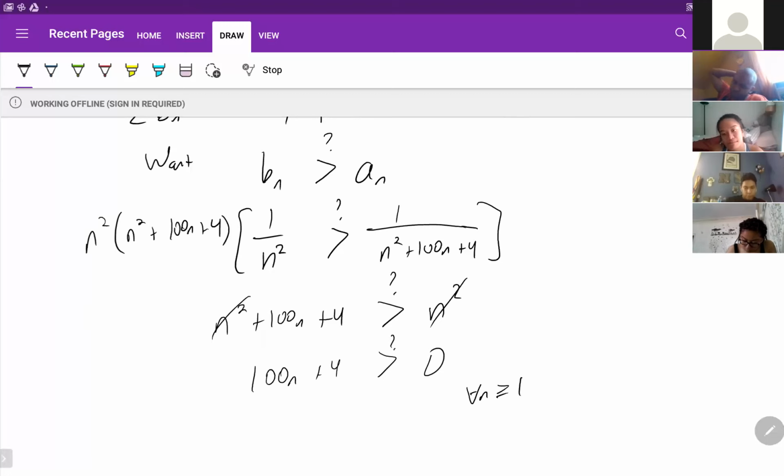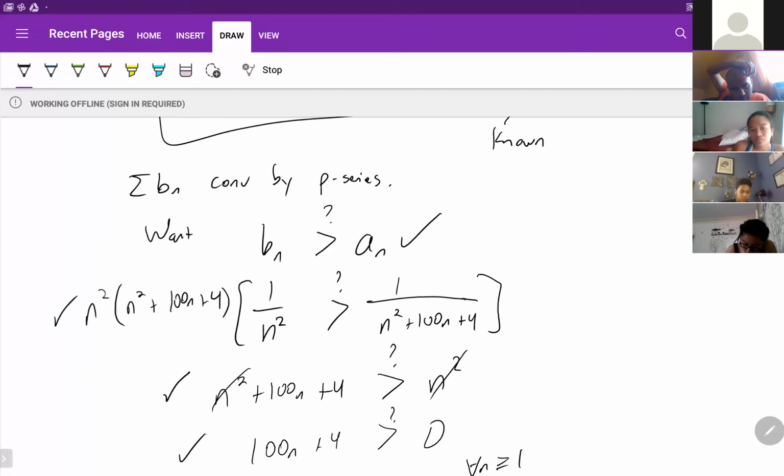Yes, right? Because if I plug 1 in for n, yes, 104 is greater than 0, and so on and so forth. It's kind of like a domino effect, because this is true, this is true, this is true, and this is true, our initial statement. You see how it kind of dominoed backwards because of math, right?